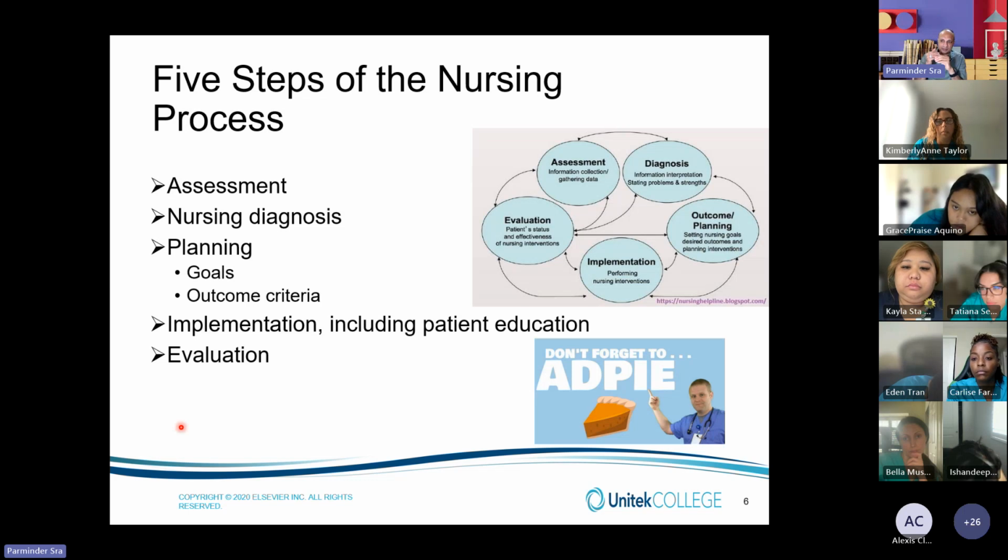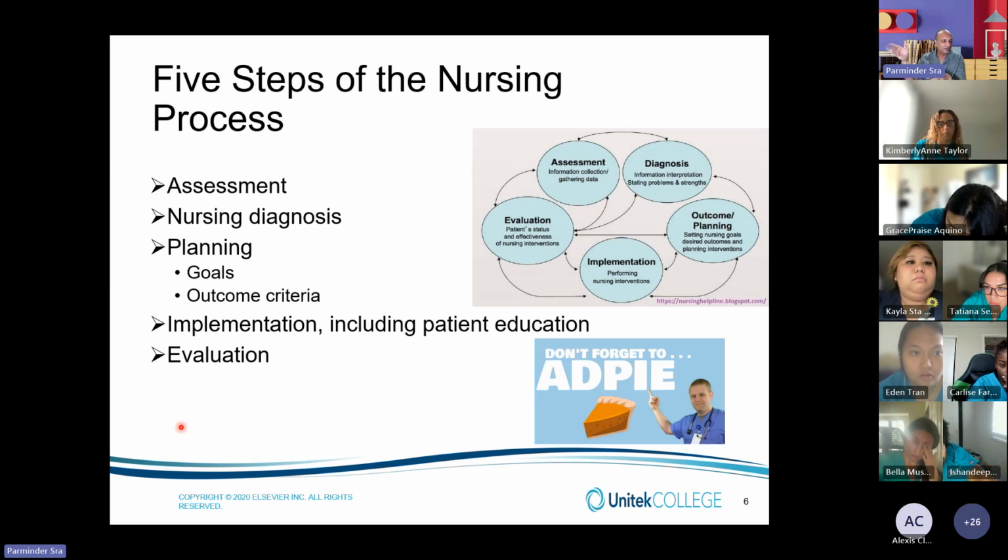When you do the nursing diagnosis, make sure that it aligns with the patient's symptoms. Okay. And then planning the goals and outcome criteria. Now, goals, as I said, short term, long term, and they should be measurable. If it's about pain, you wanted to reduce the patient's pain level, it should be on a pain scale where you can compare what is the change from where you started and where you are now, before your intervention and after your intervention, right?